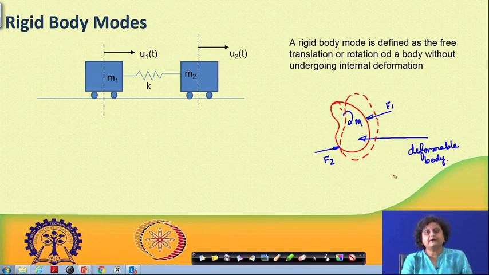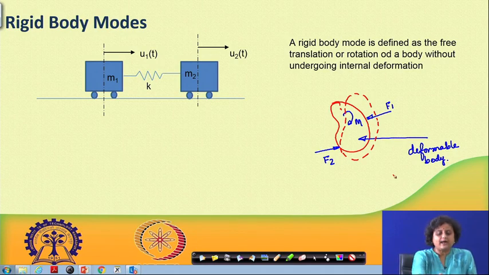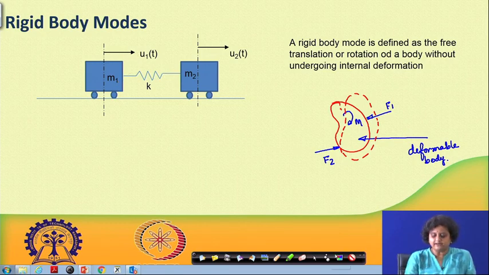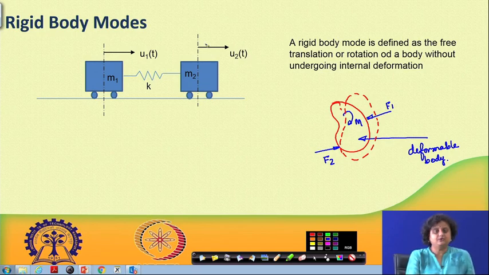So, this concept is very well known from our basic engineering mechanics. We are going to see what is the effect of this kind of rigid body motion in case of dynamics or vibration. So, let us take this very simple example. We have two masses M1 and M2 connected to each other with a spring of spring constant K. The mass M1 has a degree of freedom u1 and the mass M2 has a degree of freedom u2. Now, let us look carefully into the system.